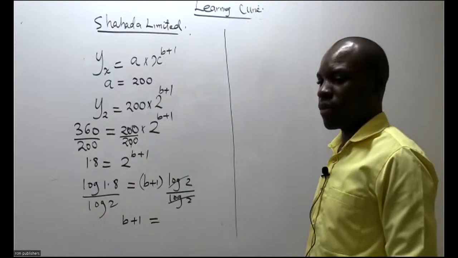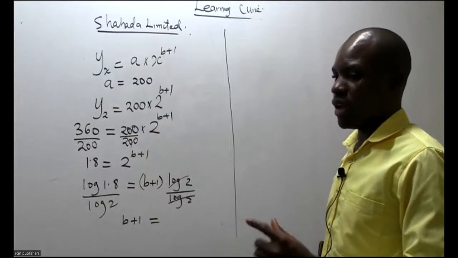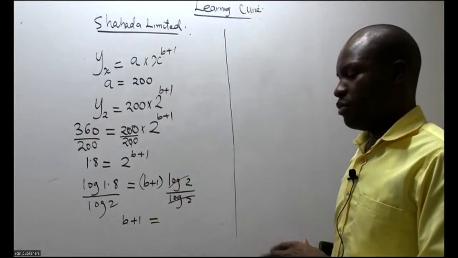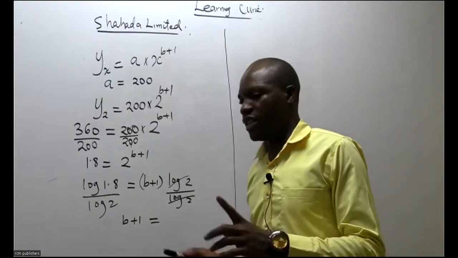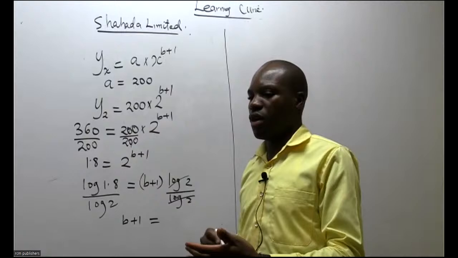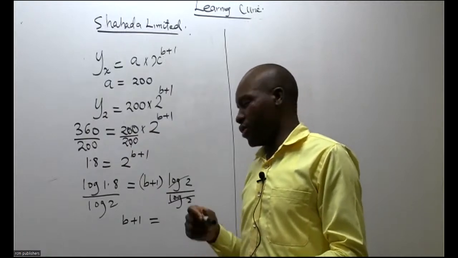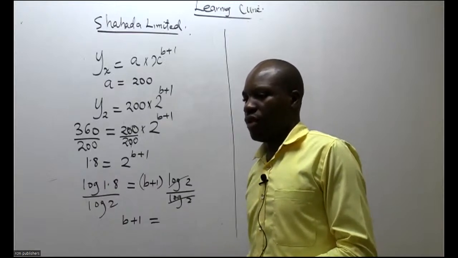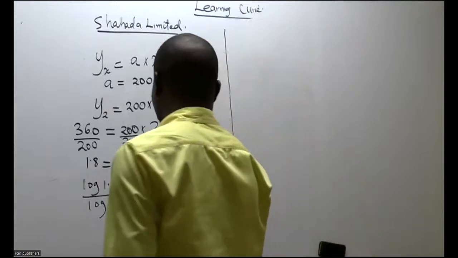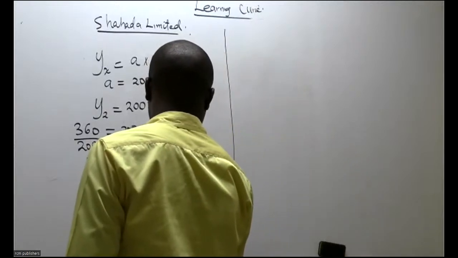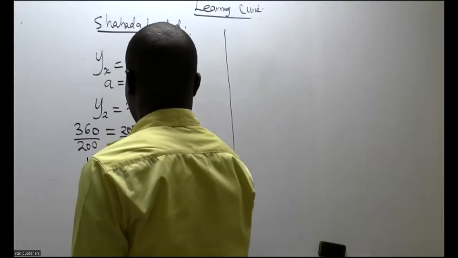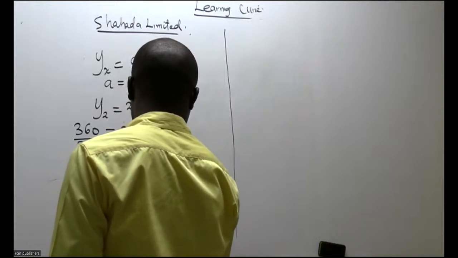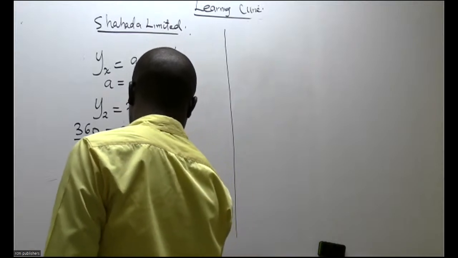What are you getting? Log 1.8 divided by log 2. The way it is, just go to your calculator. What will we have here? 0.8480. That is what we have. Are you able to go ahead and give me the value of B? B is equal to 0.8480 minus 1. So what is the value of B?